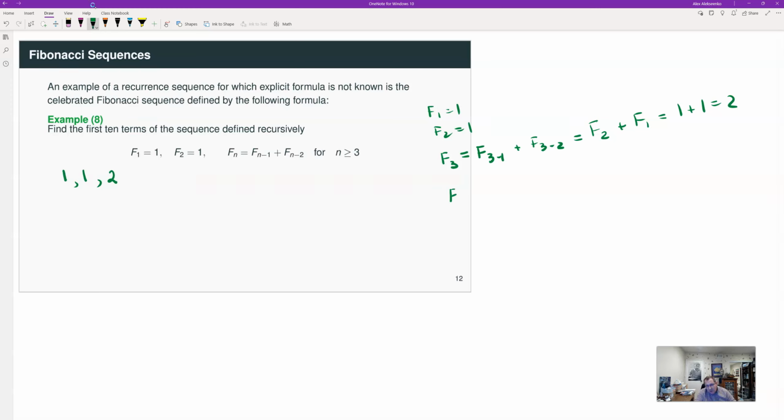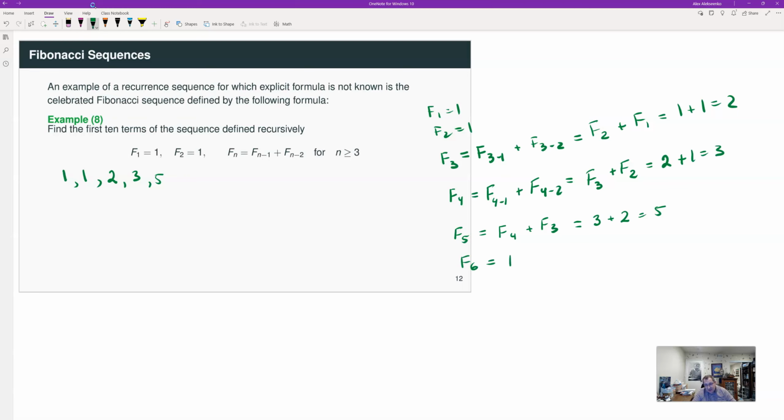Once we found F3, we can tackle F4. Look at my formula, and instead of n, I use 4, so it's F4 minus 1, plus F, instead of n, I use 4, so it is 4 minus 2, and that simplifies into F3 plus F2. F3 was found just a second ago, it's 2. F2 is equal to 1, so we get 3. So F5 would be the sum of F4 plus F3. You notice that you take the previous one and the previous one, and add them together. The previous one is 3, the previous one is 2, so we get 5.